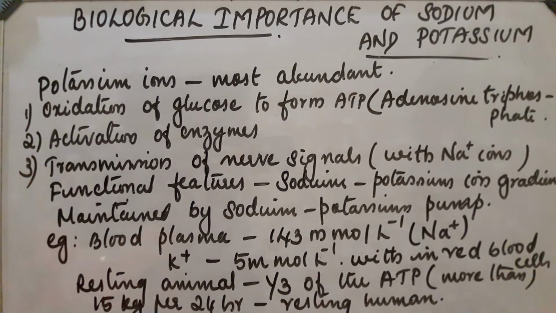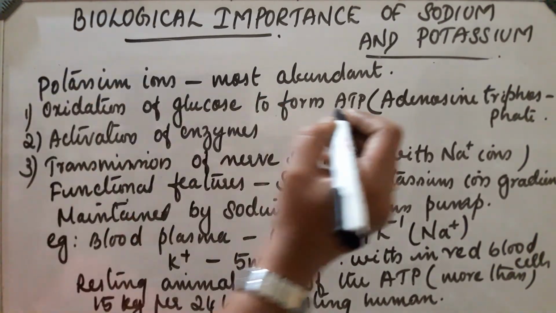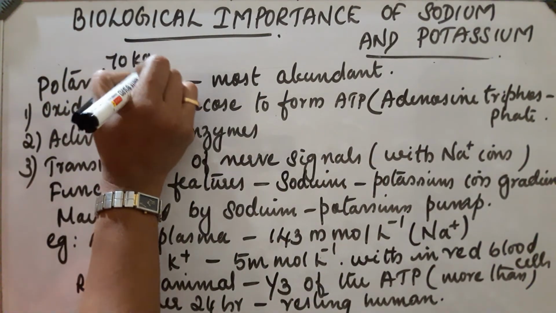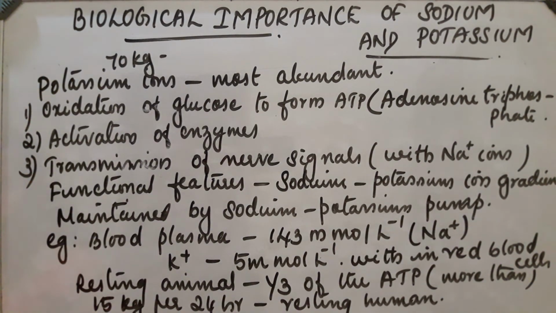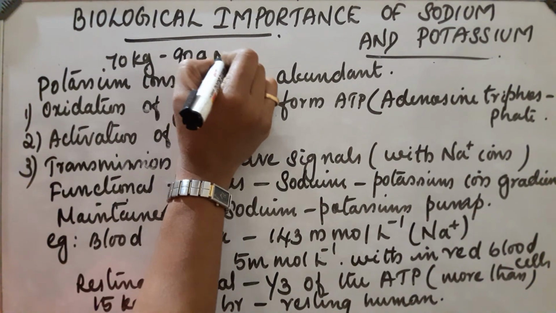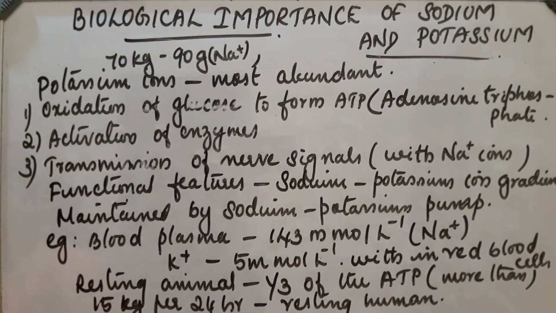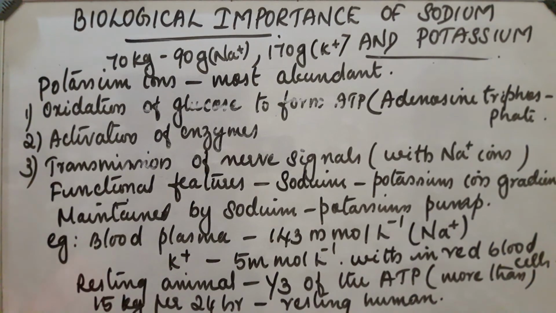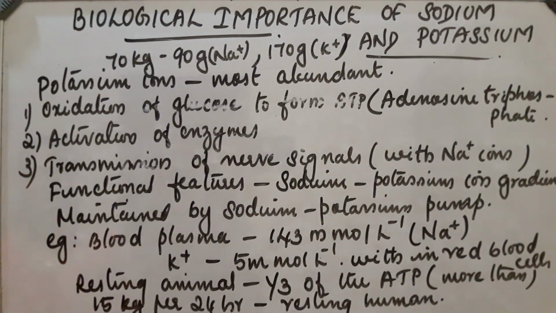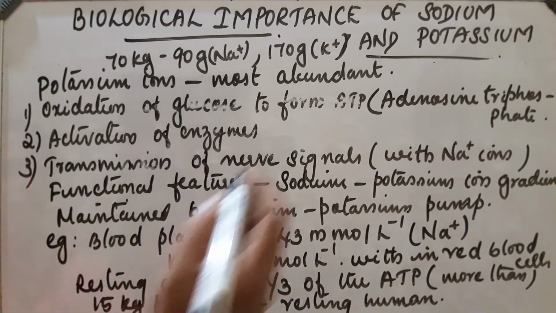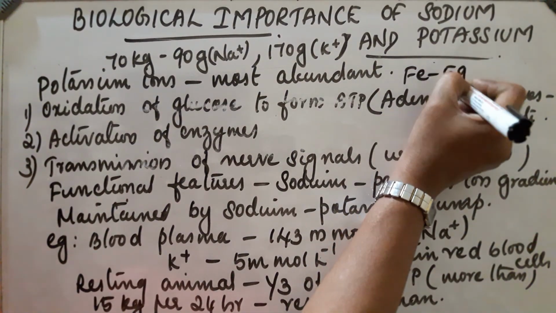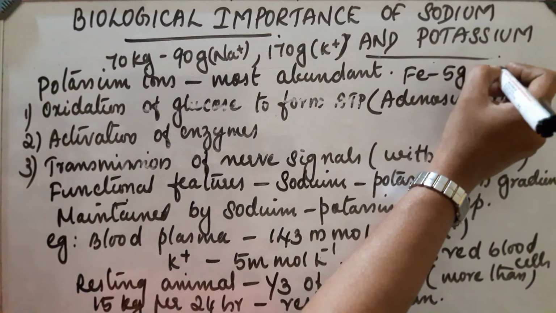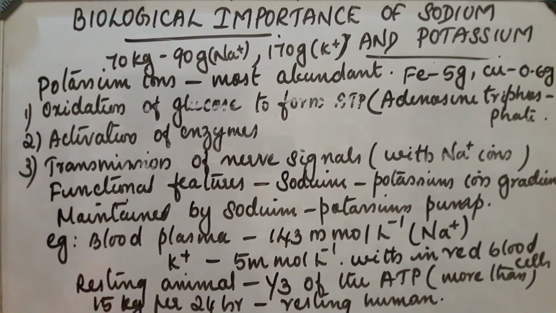A typical 70 kg human contains 90 gram sodium and 170 gram potassium, compared to only 5 gram of iron and only 0.6 gram of copper. So this much about the biological importance of sodium and potassium.